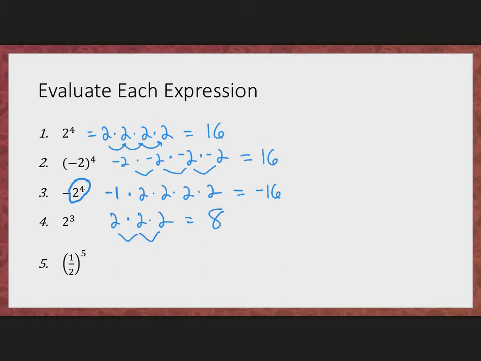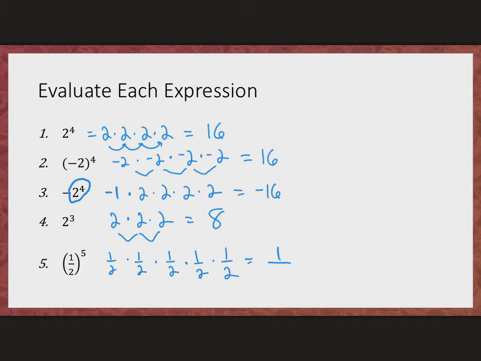Now in expression number 5, we have the quantity 1/2 raised to the fifth power. Now, because the 1/2 is in parentheses, everything in there gets raised to the fifth power. So it's going to be 1/2 times 1/2 times 1/2 times 1/2, and then a fifth one times 1/2. Now, remember, multiplying fractions, you multiply all the numerators by each other, and then put that over all the denominators multiplied by each other. So the numerator should be pretty easy. 1 times 1 times 1 times 1 times 1 is 1.